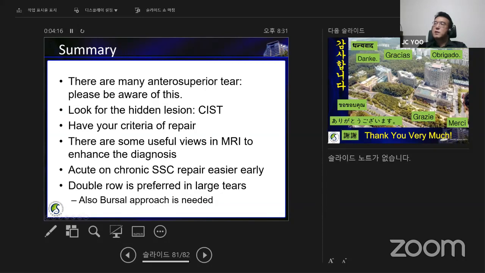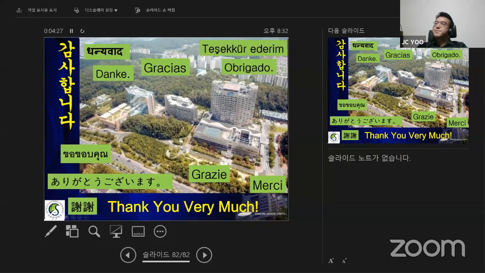And so I cover a lot of things. I will cover the hidden lesion in my second talk, but this would be my summary, and I prefer double row in this. Thank you.